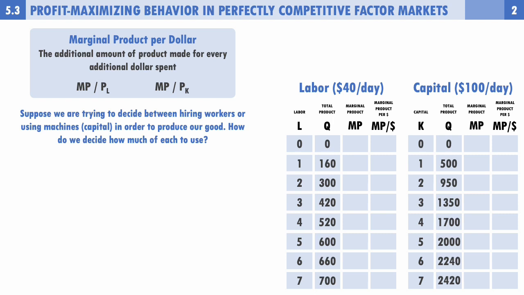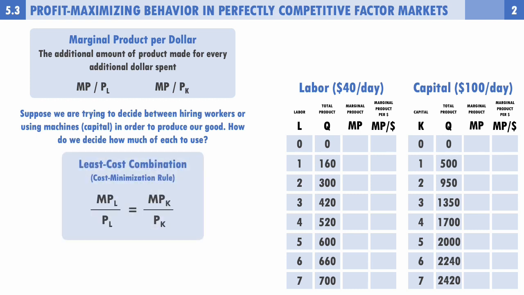And so let's suppose that we're trying to decide and we're saying, hey, we need to figure out what's the appropriate number of workers and machines to hire in order to produce our good. Well, how do we decide? We would use our cost minimization rule. It's called the least cost combination. And what we're trying to do is get the marginal product of labor divided by the price of labor equal to the marginal product of capital divided by the price of capital.